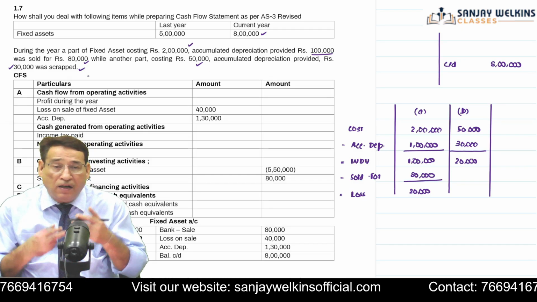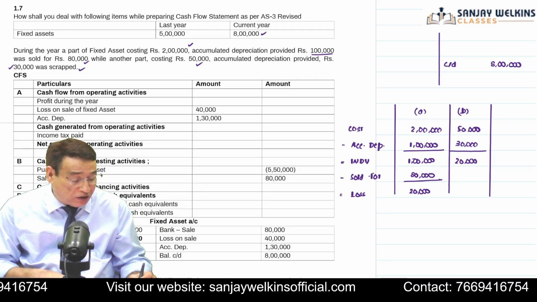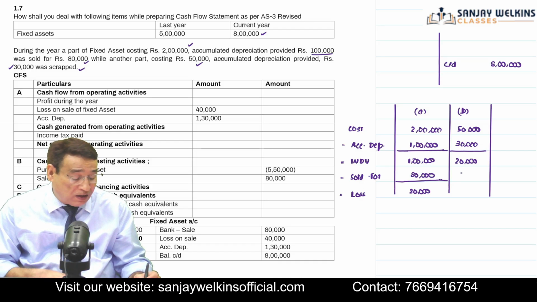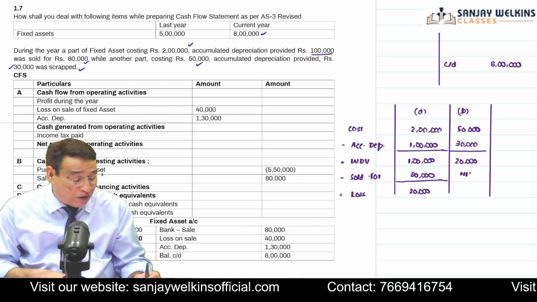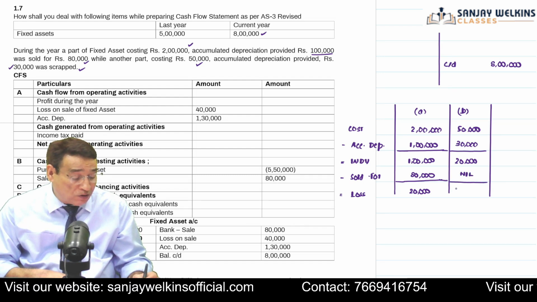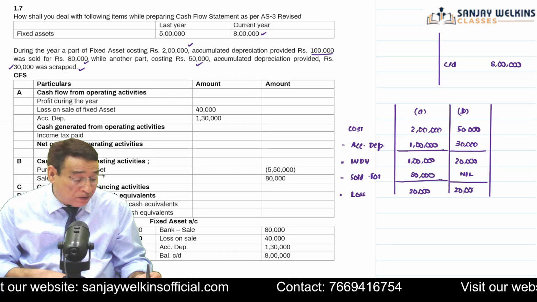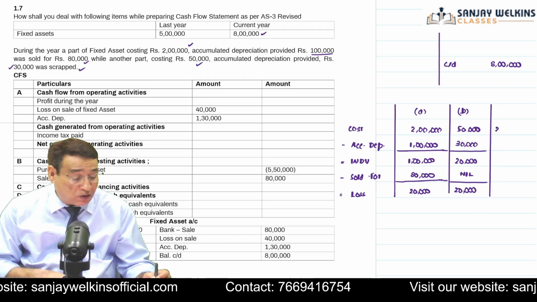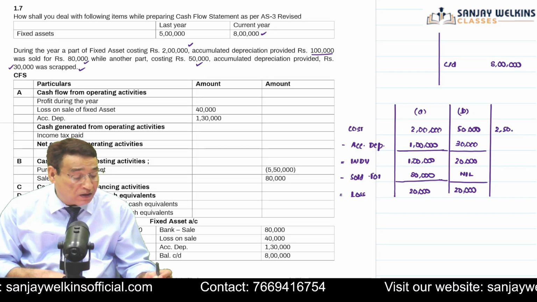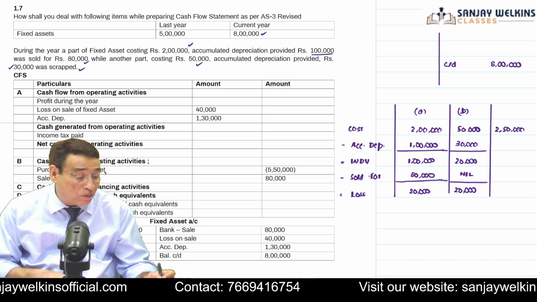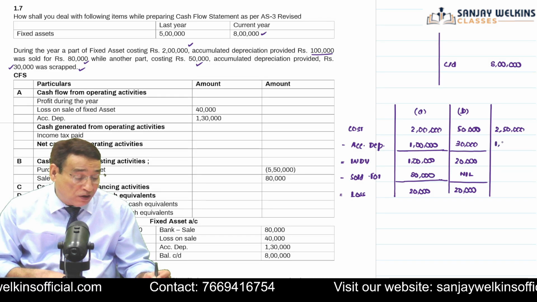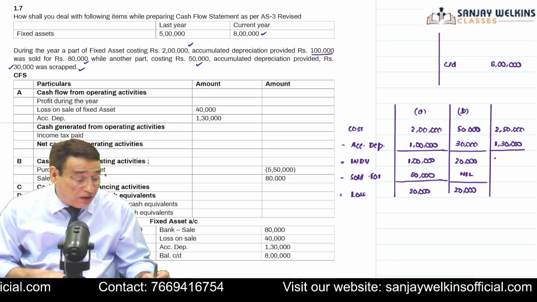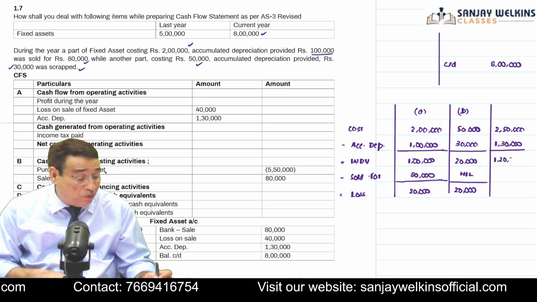Now the question says that it was scrapped. Scrapped means we simply threw it out. Indirectly it means it was sold for nothing. We did not receive anything out of this asset, so again there is a loss of 20,000. Now we can say total cost, 2 lakh plus 50,000, is 2 lakh 50,000. Total accumulated depreciation is 1 lakh 30,000, and total written down value is 1 lakh 20,000.